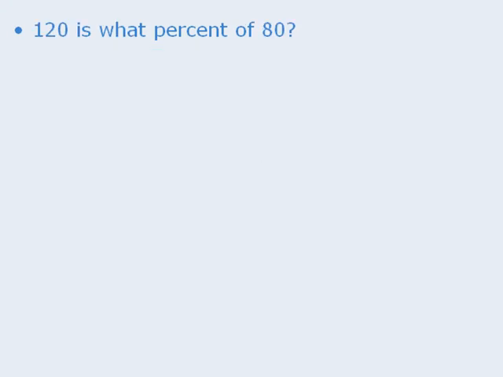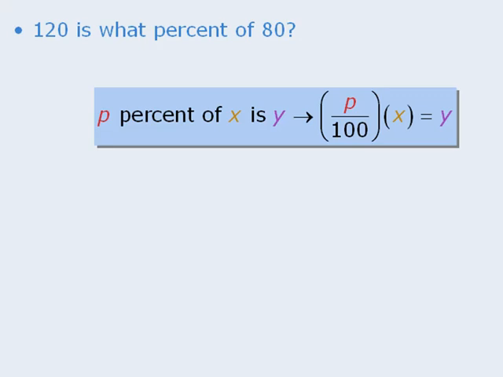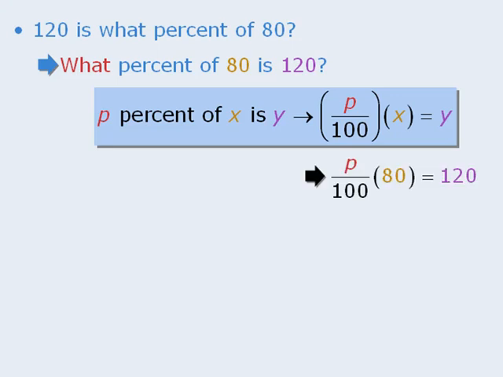Alright, let's try one last question. To apply our rule, it's a good idea to rewrite the question in the same format. What percent of 80 is 120? We can now plug the corresponding values into the formula to get the equation p over 100 times 80 equals 120, which we could solve for p.